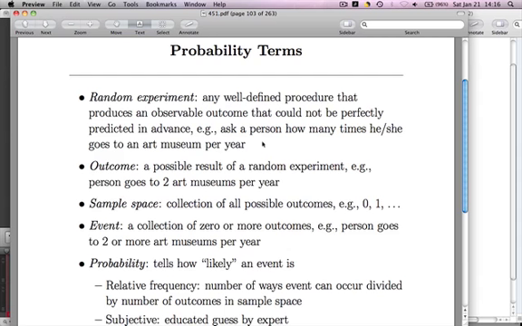Now, usually we don't care about individual outcomes, and instead we care about collections of outcomes. These collections of outcomes are called events. So if I ask somebody, how many times did you go to an art museum last year? Maybe I only care about whether that person is a heavy user of art museums, which is defined as being those who attend 2 or more times per year. Likewise, if I roll a die, maybe I only care about even results. I don't care about the odd ones. In that case, the event would be composed of the numbers 2, 4, and 6.